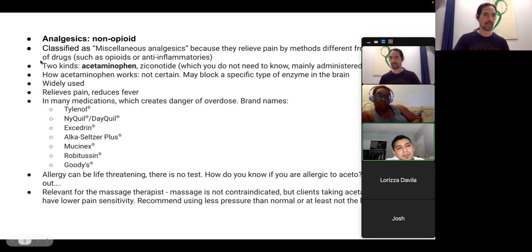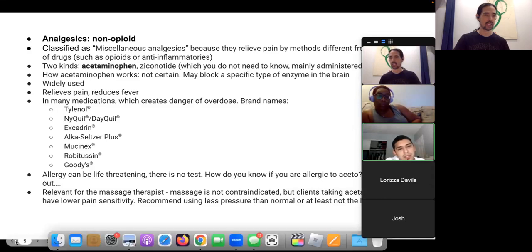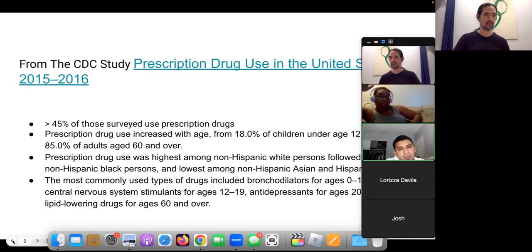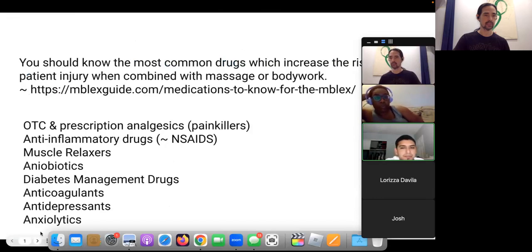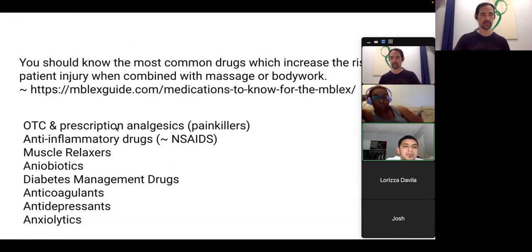Where am I going with that? I remember I thought it was important. Oh yeah, analgesics can be more than acetaminophen.